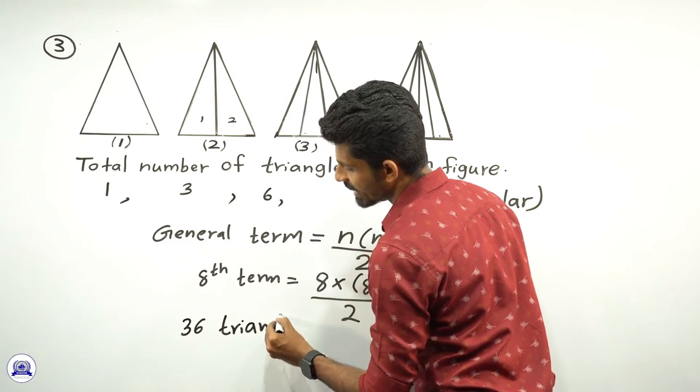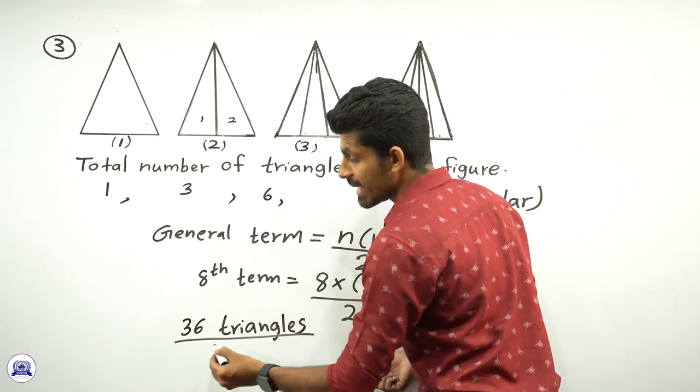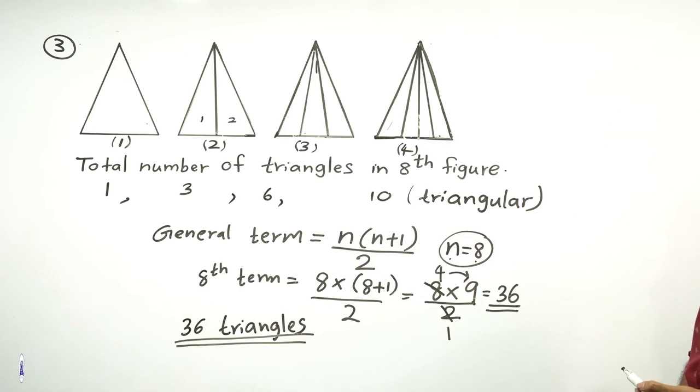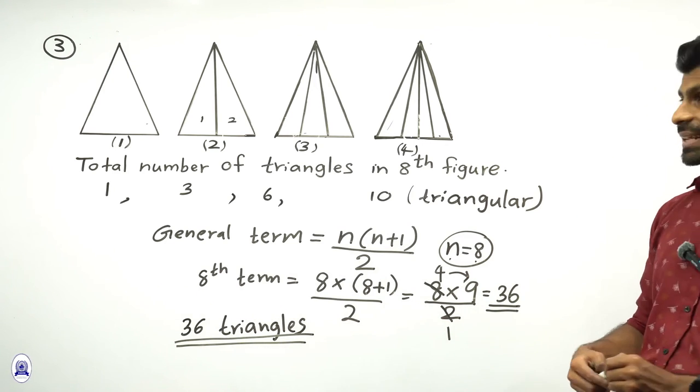36 triangles in which figure? The 8th figure. 36 triangles are there in the 8th figure. That one is very easy, okay?